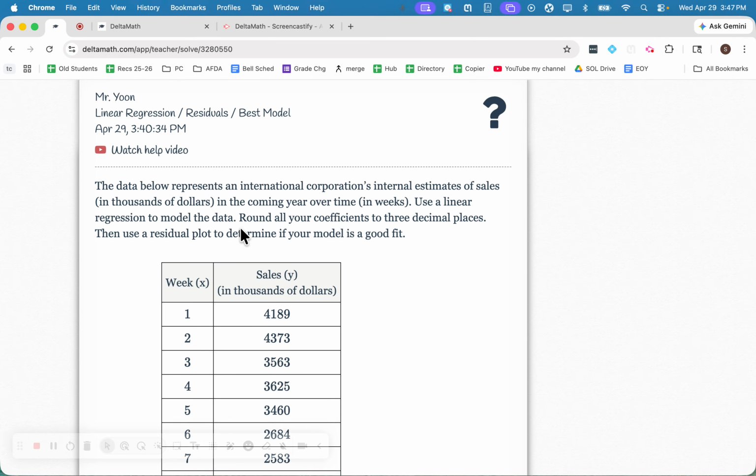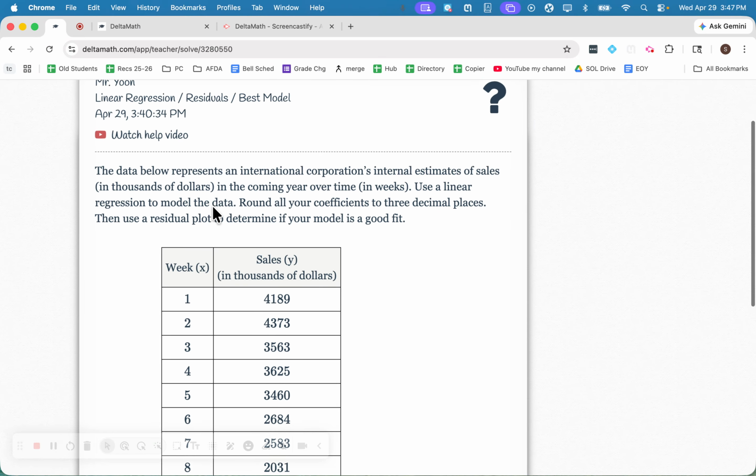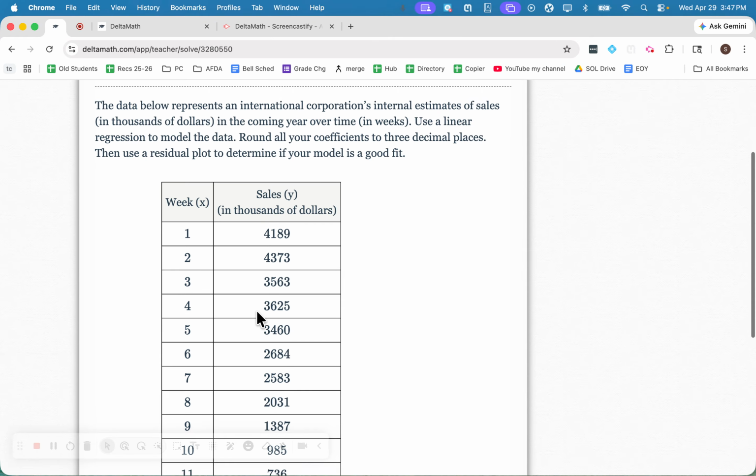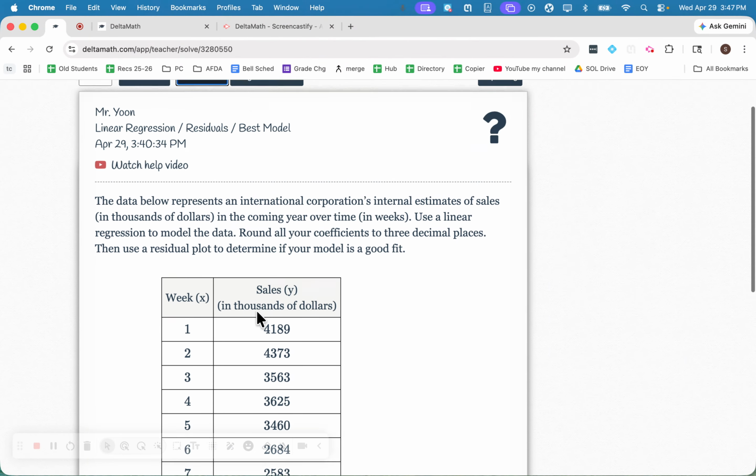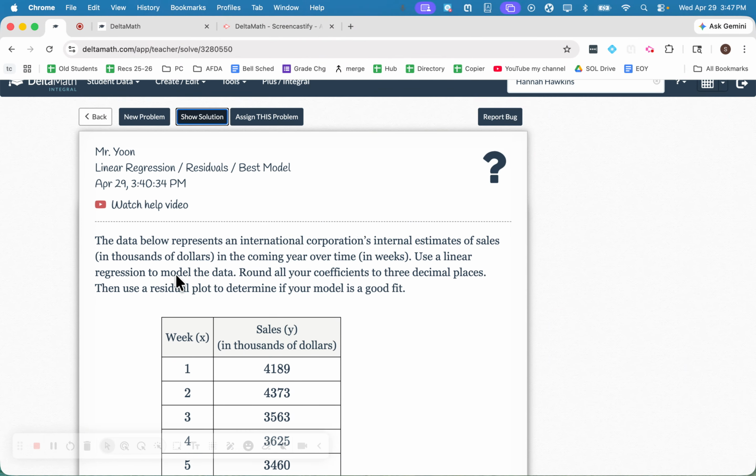For this last type of problem, you're going to do a linear regression. Let's see what this question is. Here's an international corporation and their estimates of sales in the coming year, based on which week they're selling stuff. So it looks like their sales are going down week by week. Use a linear regression to model the data.